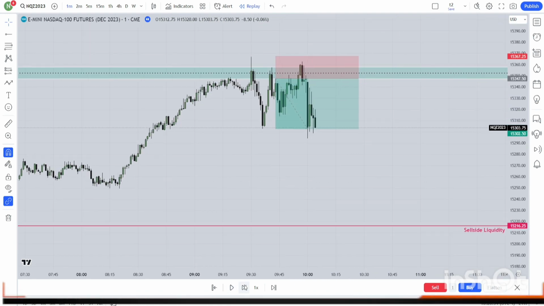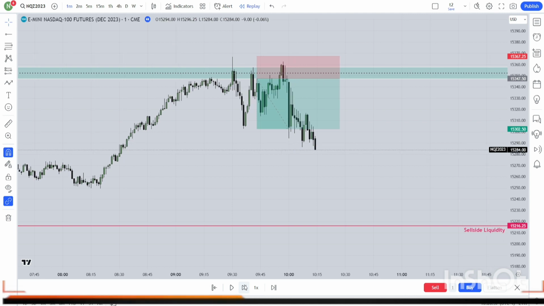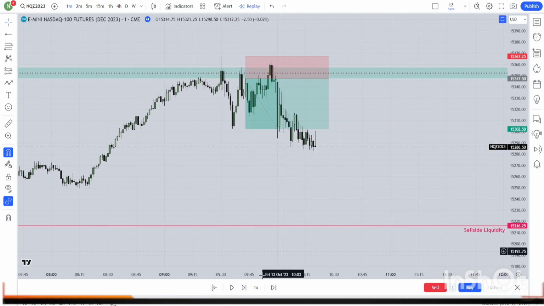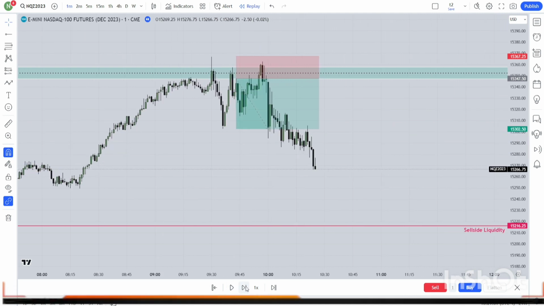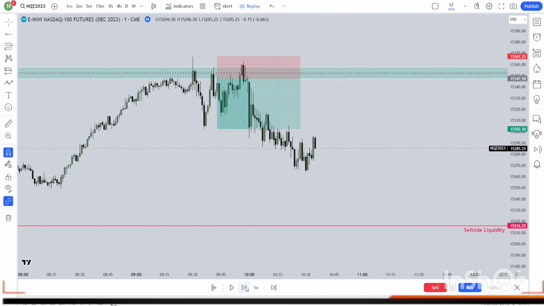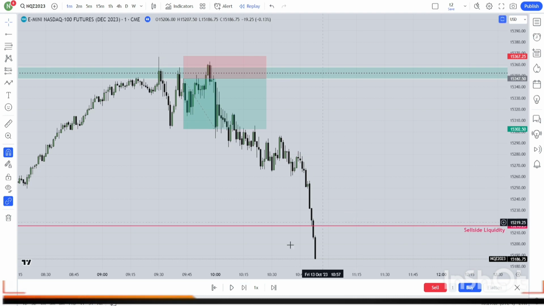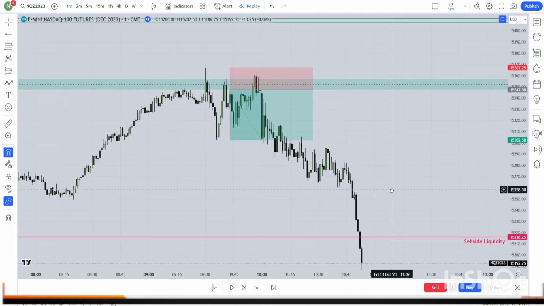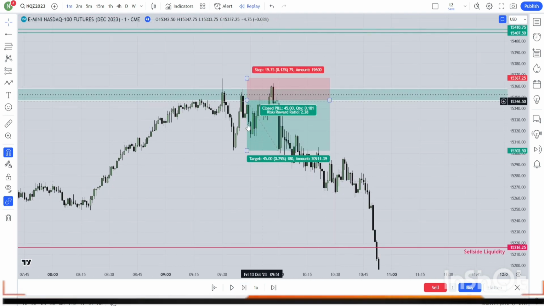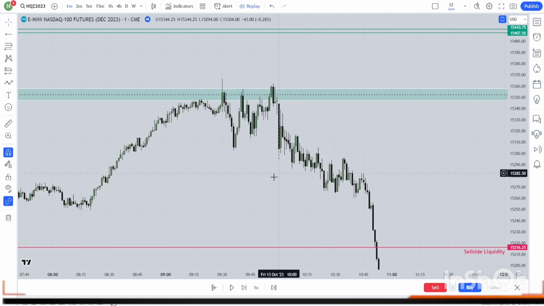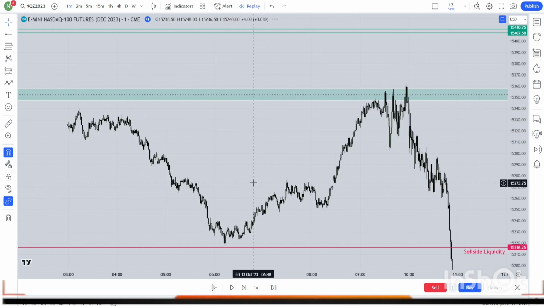I'll go further, I would like to see where price went. It has consolidated over here, and just let me go a little bit further, and finally it has cleaned the sell side liquidity. Okay, so this is actually the trade. Now, do you understand the price action? Let me know.